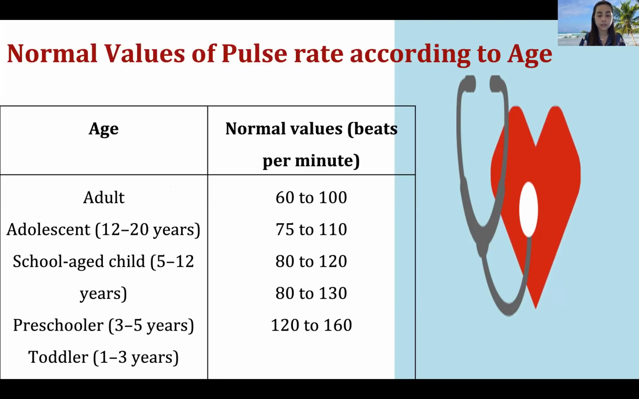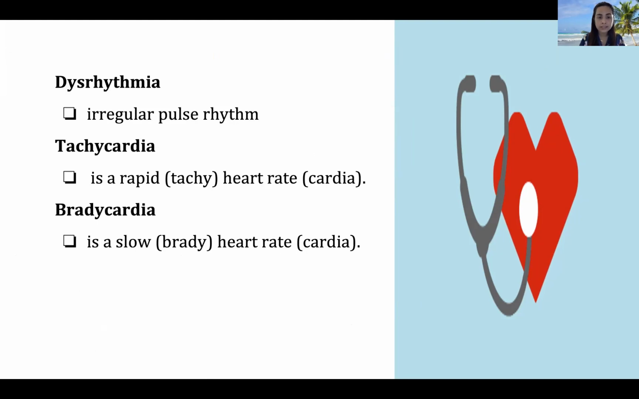Sorry, after toddler, the infant is, please write it down, 120 to 160 beats per minute. As you will notice, as the person's age decreases, the pulse rate will increase. Especially the baby or the infant will have an increased heart rate, which is normal for them, 120 to 160.